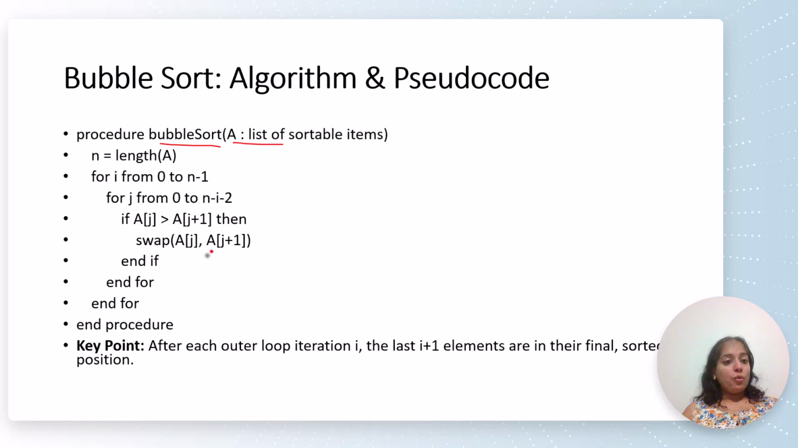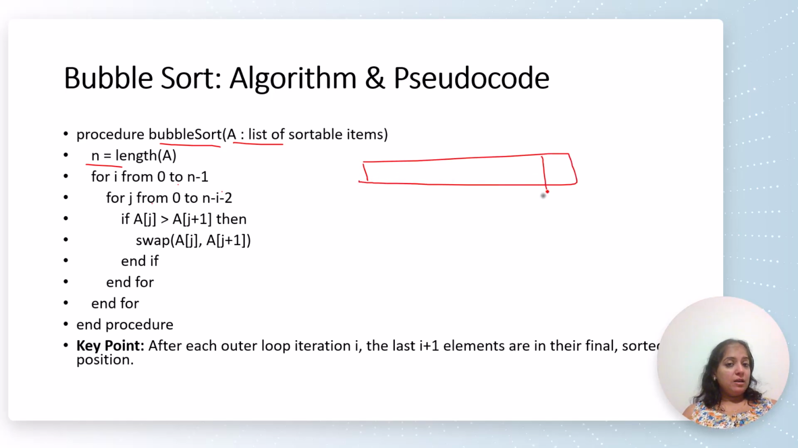Okay, if we go for the code, n is the length of the array. Then for i from 0 to n minus 1, we are starting from the first element till the last element. Then j from 0 to n minus i minus 2. Every time we are doing it minus 2. The reason is if in this array, after the first pass, this element is sorted, so in the next pass, we do not need to compare this element. So we will remove it.